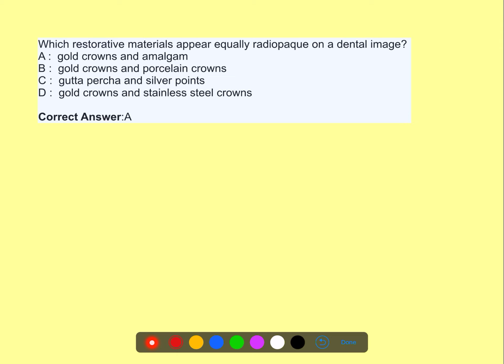Which restorative materials appear equally radio-opaque? This is a direct line: gold crowns and amalgam will be equally radio-opaque on an OPG.